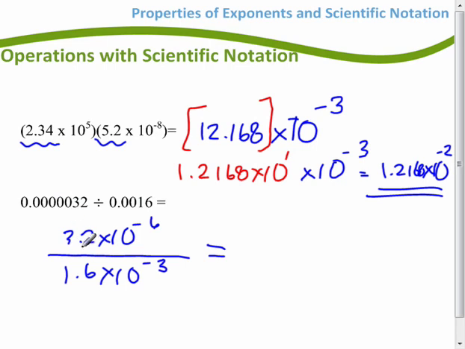So now I divide these two. 3.2 divided by 1.6, oh, that's just 2. Times 10, subtract exponents. Minus 6 minus a negative 3 would be negative 3. So that would be my answer for that one.